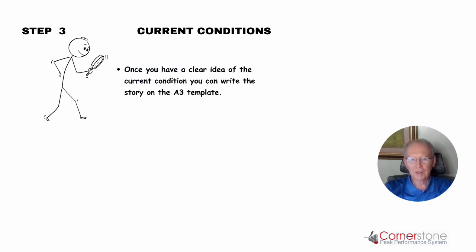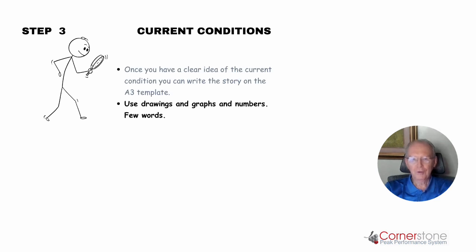Once you have a clear idea of the current condition, and you've got the things that are going wrong, and you've noticed some things that are going right and what's happening, now you're ready to write the story of current conditions into your template. But please use drawings and graphs and numbers and very few words. You want to be able to have some icons and things that allow you to tell the story. So in my flat scone, as you saw when I was giving the background, I just had 3 little drawings, or 3 drawings and a question mark.